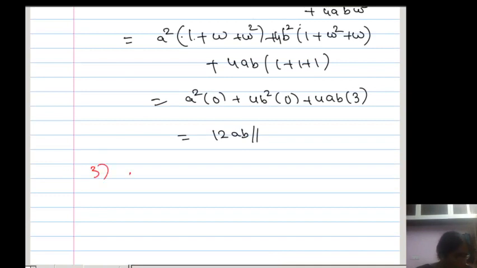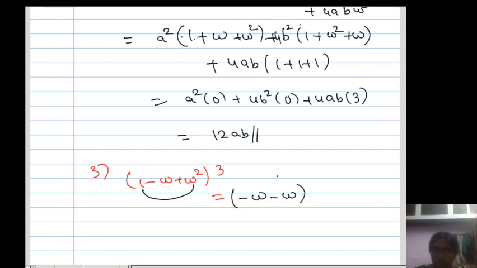Let us see. 1 minus omega plus omega power 2, whole cube. So how to simplify this? See, very easy. What is the value of 1 plus omega square? 1 plus omega square I can write as minus omega, because 1 plus omega plus omega square is 0, na. From that I can write 1 plus omega square is minus omega. So you can write this as minus 2 omega whole cube. So minus 2 cube means minus 8. Omega cube is 1. So your answer is minus 8.